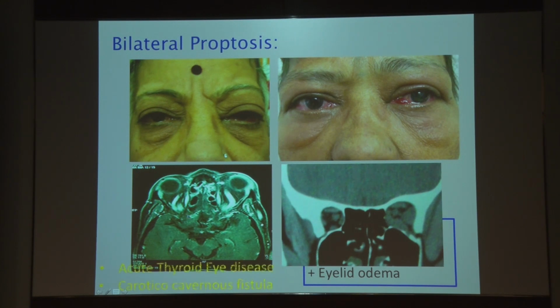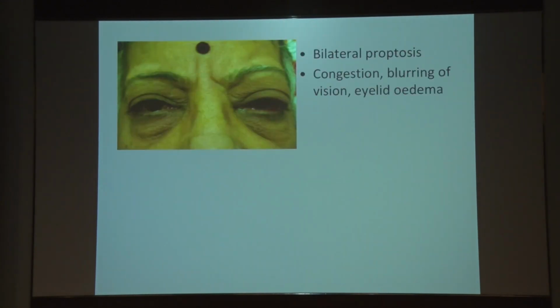CCF, so dilated superior ophthalmic vein. So this is bilateral acute. Usually, if you get a bilateral acute, it's pretty straightforward and common. And you will also get those typical corkscrew vessels, and you will actually hear a wonderful bruit if you can, especially if you've seen a CCF.